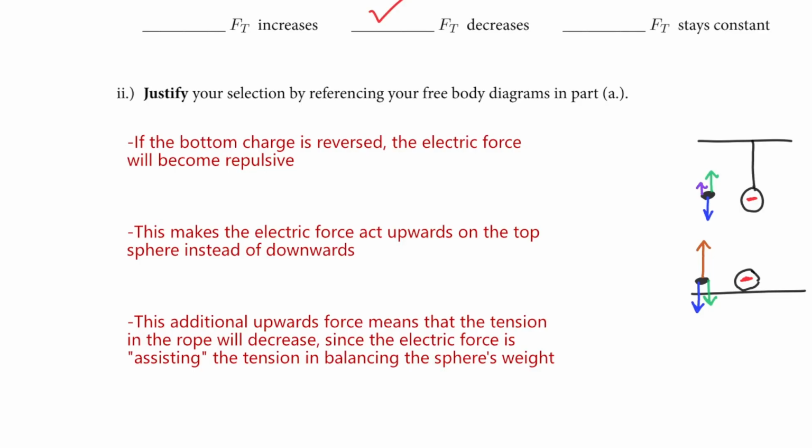So if the bottom charge is reversed, the electric force becomes repulsive. So the electric force acts upwards on the top sphere. Tension is going to decrease because the electric force is sort of helping out the rope a bit. So the rope doesn't need to pull upwards as hard because there's another force helping.